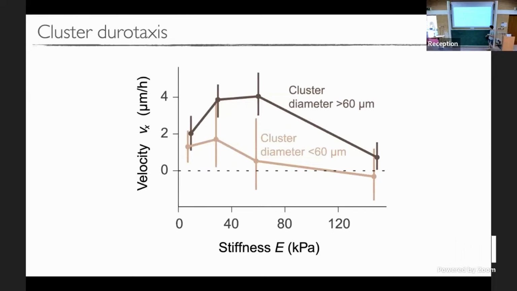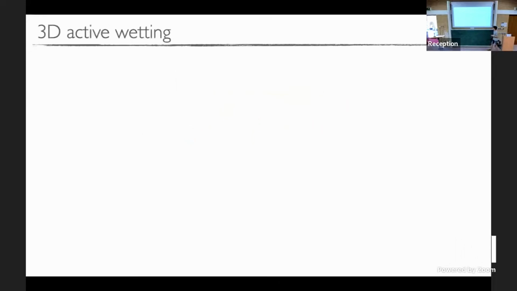Okay, so then the model, the way we thought about it is these clusters are like three-dimensional active droplets, and so we wanted to build the minimal model of three-dimensional active wetting. And so does it need to be three-dimensional? Yes, you'll see that it needs to have out-of-plane forces as well. That's what we had before, so this is what I want to move on to now. What we had before is a model for two-dimensional active wetting.